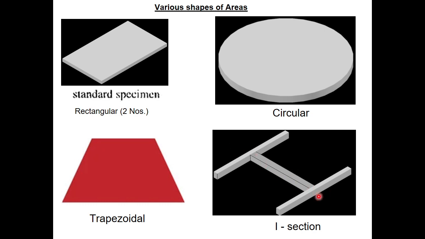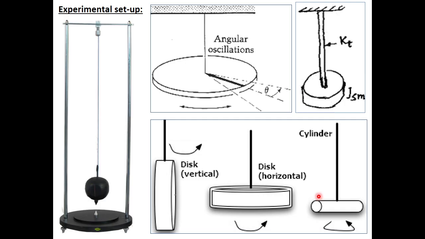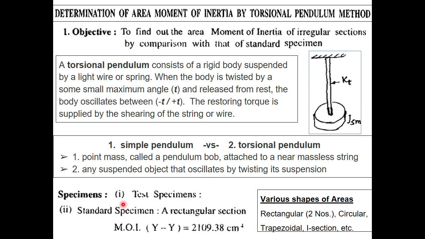So in our experiment we are going to find the area moment of inertia for these sections only, not any general or irregular section, where at least the principal directions for principal moment of area are known to us. This is what we'll do, and for that we have a standard test specimen whose moment of inertia is already known.